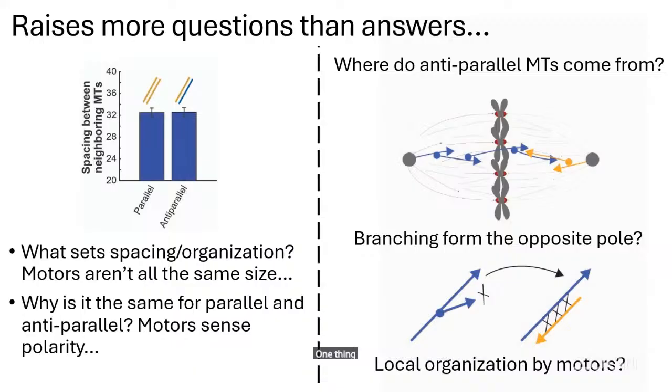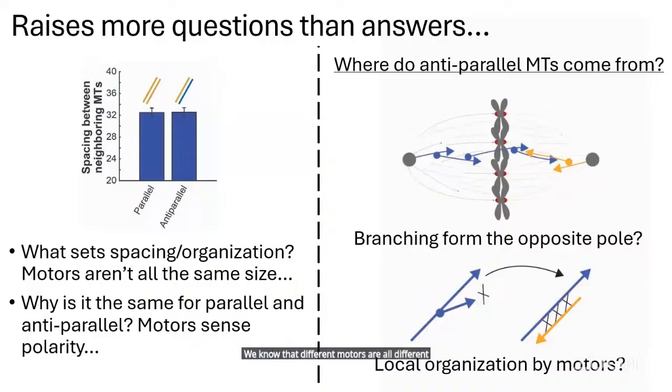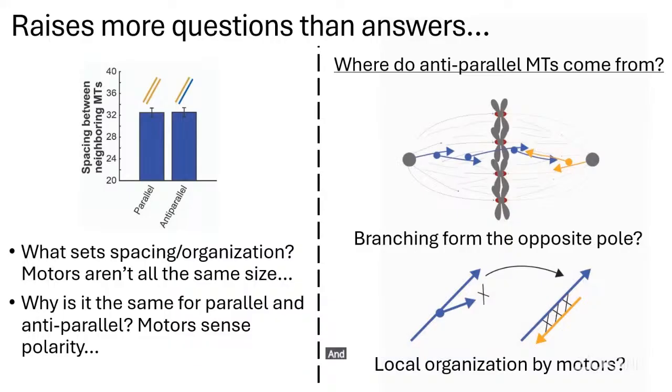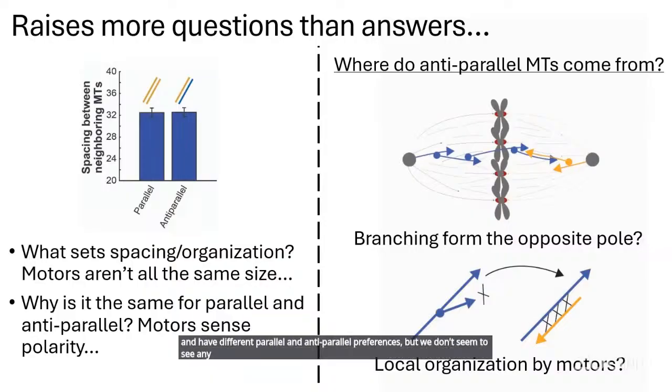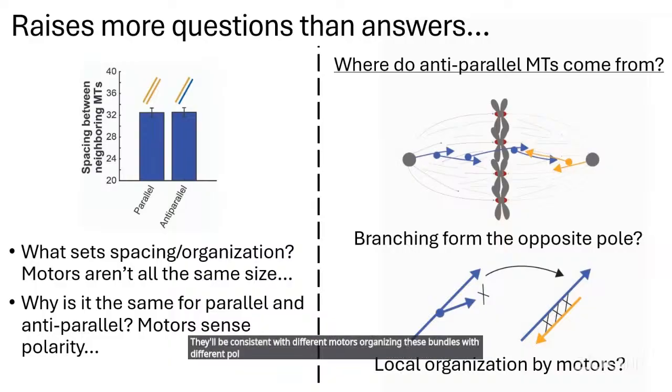One thing that's really striking is that we don't see any difference in spacing between parallel and anti-parallel microtubules. We know that different motors are all different sizes. For example, Eg5 is about 80 nanometers large and dynein is about 55 nanometers tall, and they have different parallel and anti-parallel preferences, but we don't seem to see any difference between parallel and anti-parallel microtubules that would be consistent with different motors organizing these bundles with different polarity preferences.